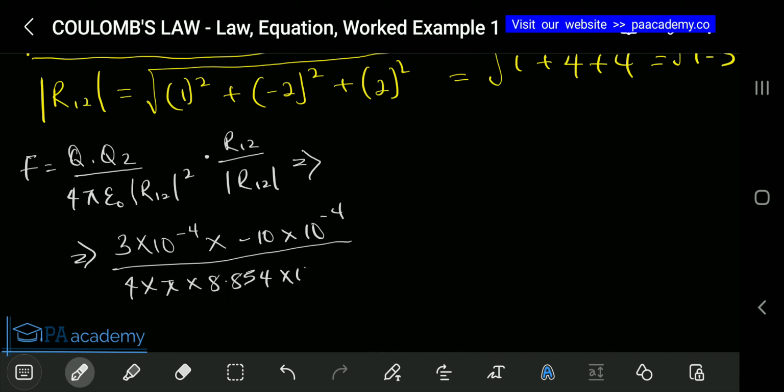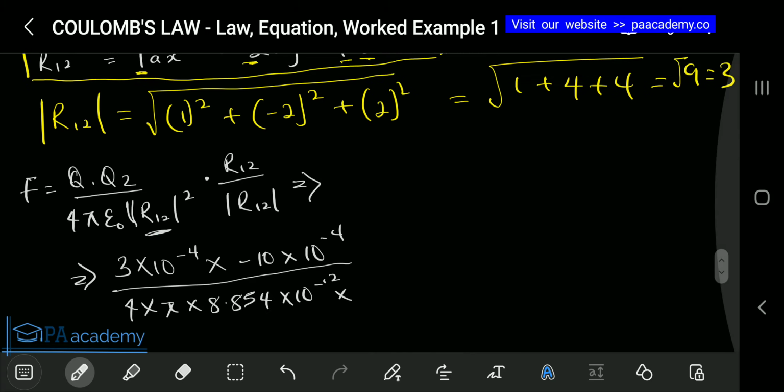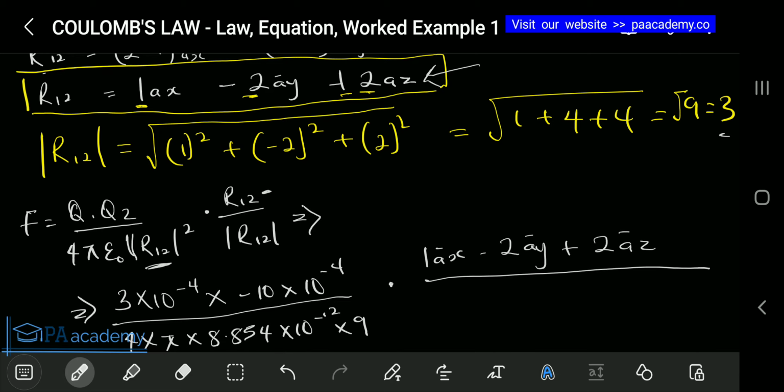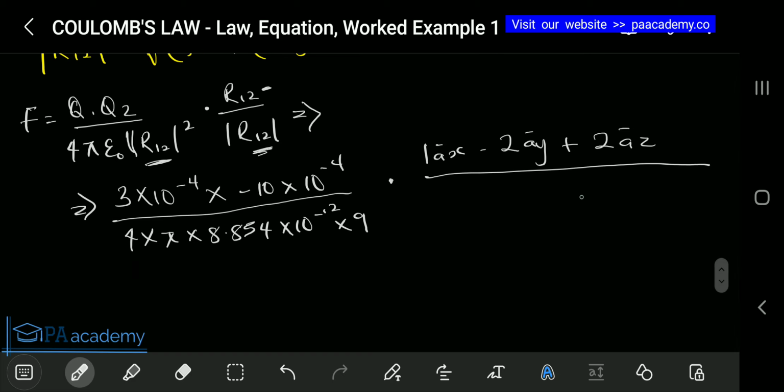So let's use 8.854 times 10 raised to the power minus 12, then times, now R12, the magnitude of R12, which we've gotten to be 3, so that will be 3 square, which is 9, exactly. So multiply by our R12 itself. So our R12 is this, which is 1ax minus 2ay plus 2az all over the magnitude of R12, which is 3.